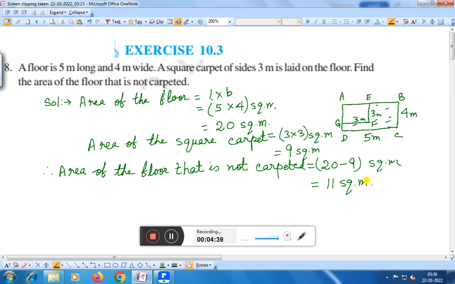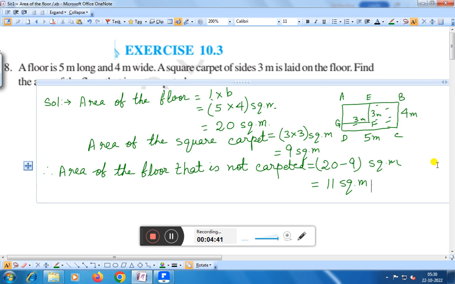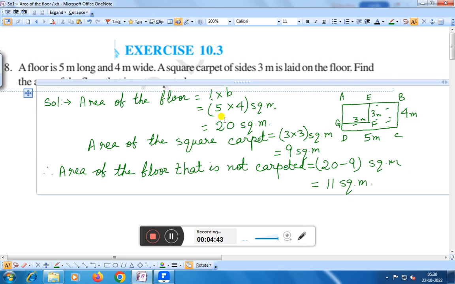Again, once you are repeating, first you have to find the area of the floor, that is length into breadth, that is 5 into 4, that comes to 20 square meter, and area of the square carpet is 3 into 3, it is a square, therefore 9 square meter. Therefore area of the floor that is not carpeted, you have to subtract it, therefore 20 minus 9, that is 11 square meter. This is the solution of question number 8.